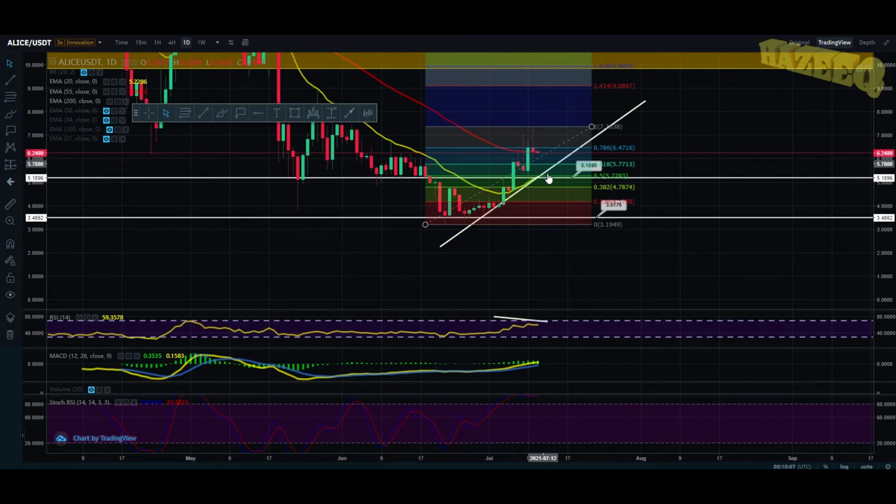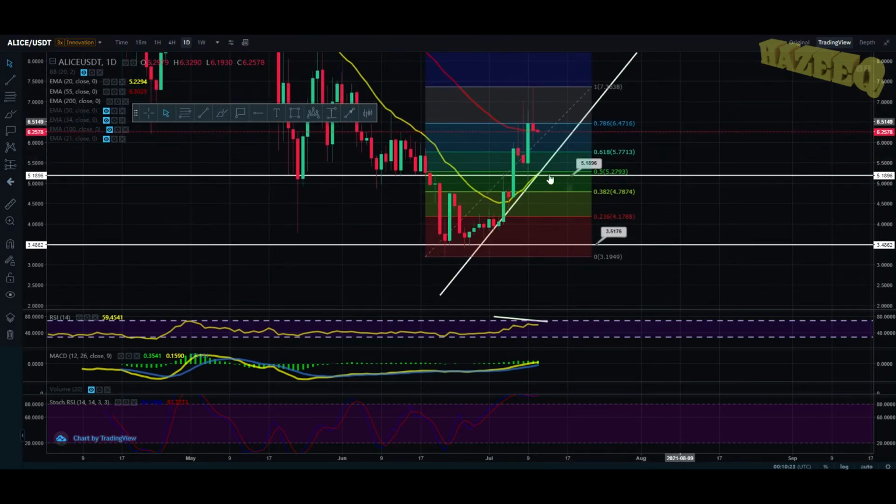So the 0.5 is actually around the $5.18 that I just pointed out. So we might end up coming back down and just wicking off this area. That would be healthy. So the 0.5 is actually sitting at $5.27, a bit higher than I gave you, but you can just buy just a bit more higher than that.